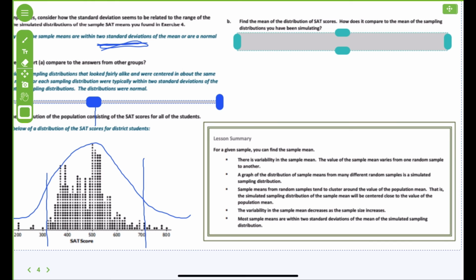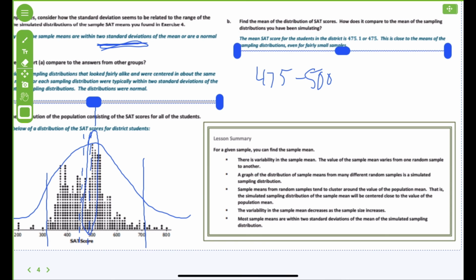This says find the mean of the distribution of SAT scores. How does it compare to the mean of the sampling distributions which you have been simulating? So if we look, we would probably say that the mean would be found somewhere right in here. So if this is 450, this would be about 475. So probably somewhere from 475 to 500. Well, it's exactly 475.